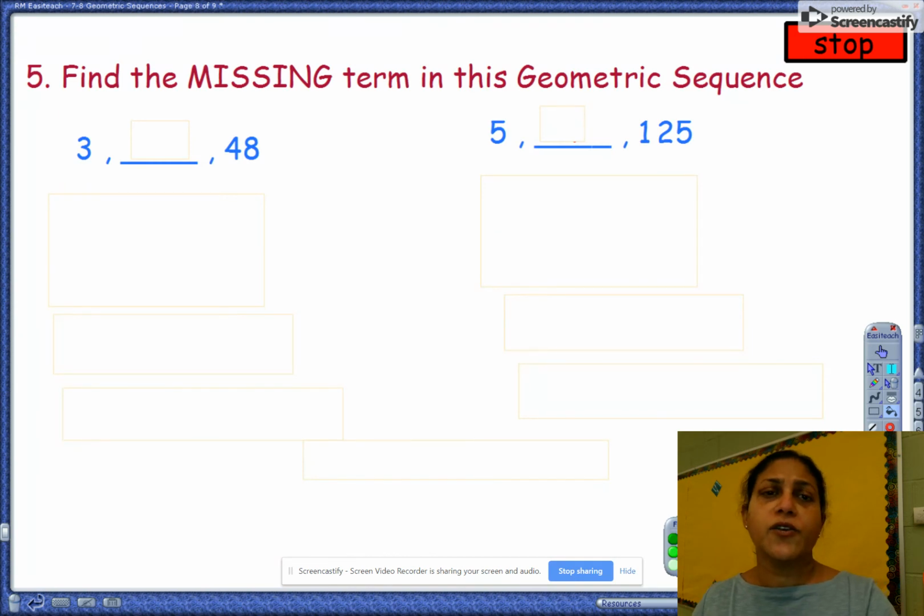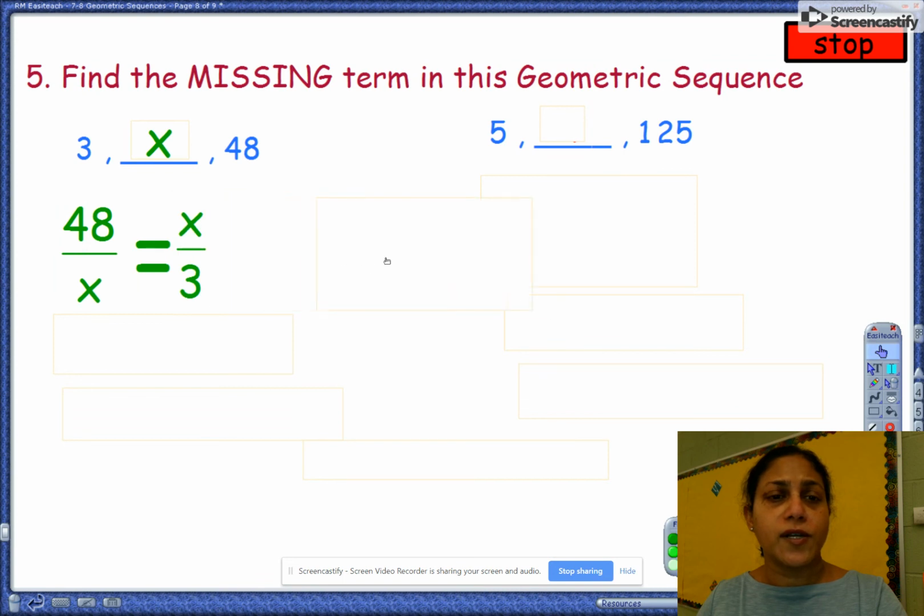The next thing you need to know is to find the missing term if they tell you that there is a geometric sequence. So what is the missing term here? To find this, we put an x in the middle. When we're finding r, we have to take 48 and divide it by x, and that has to be the same as x divided by 3. We can write this ratio. Then you cross multiply and you solve.